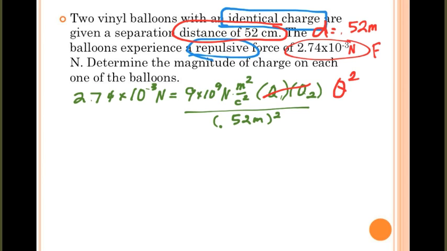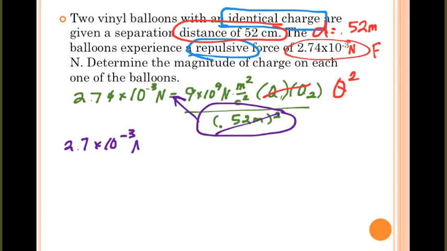Okay, so step 1. What are we going to do in step 1? If we have to isolate this Q squared, we need to get rid of what's on bottom. So how do we do that? We multiply it on both sides. It cancels out over here. So I'm going to end up with 2.7 times 10 to the negative third newtons times 0.52 squared equals 9 times 10 to the ninth. For time's sake and for space, I'm going to leave out those units, times Q squared.